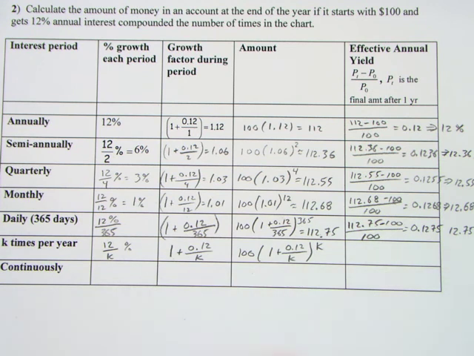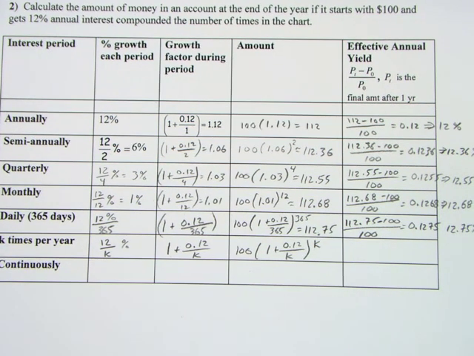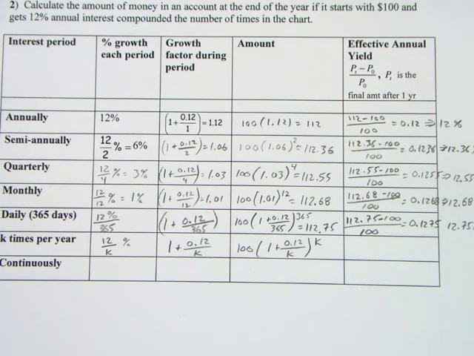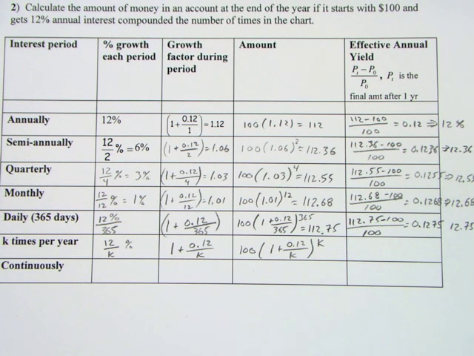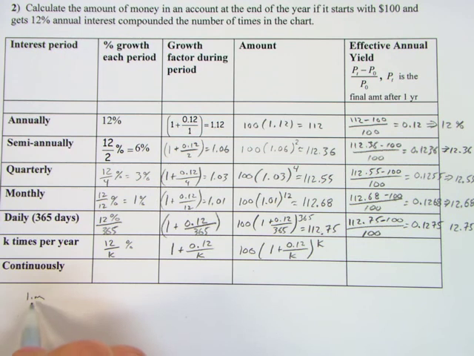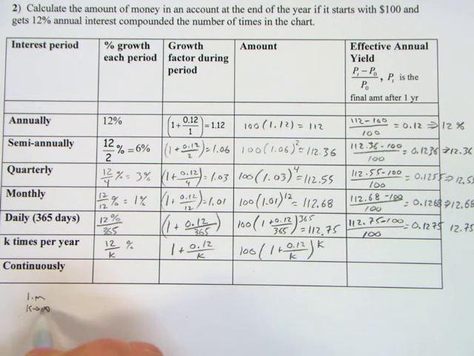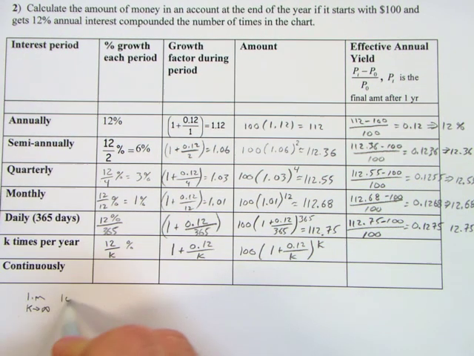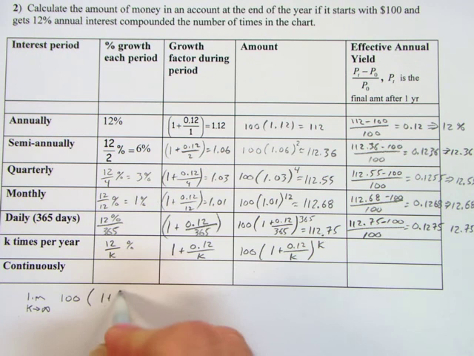Now, let's take a look at what this means when we talk about continuously. Continuously is all the time. So not just every day, not just every minute, every second, all the time. How many times are we really compounding it here? Well, there's an infinite number of times. What we're going to need to do is find a limit. And it's a limit as k goes to infinity of 100 times 1 plus 0.12 divided by k raised to the k.